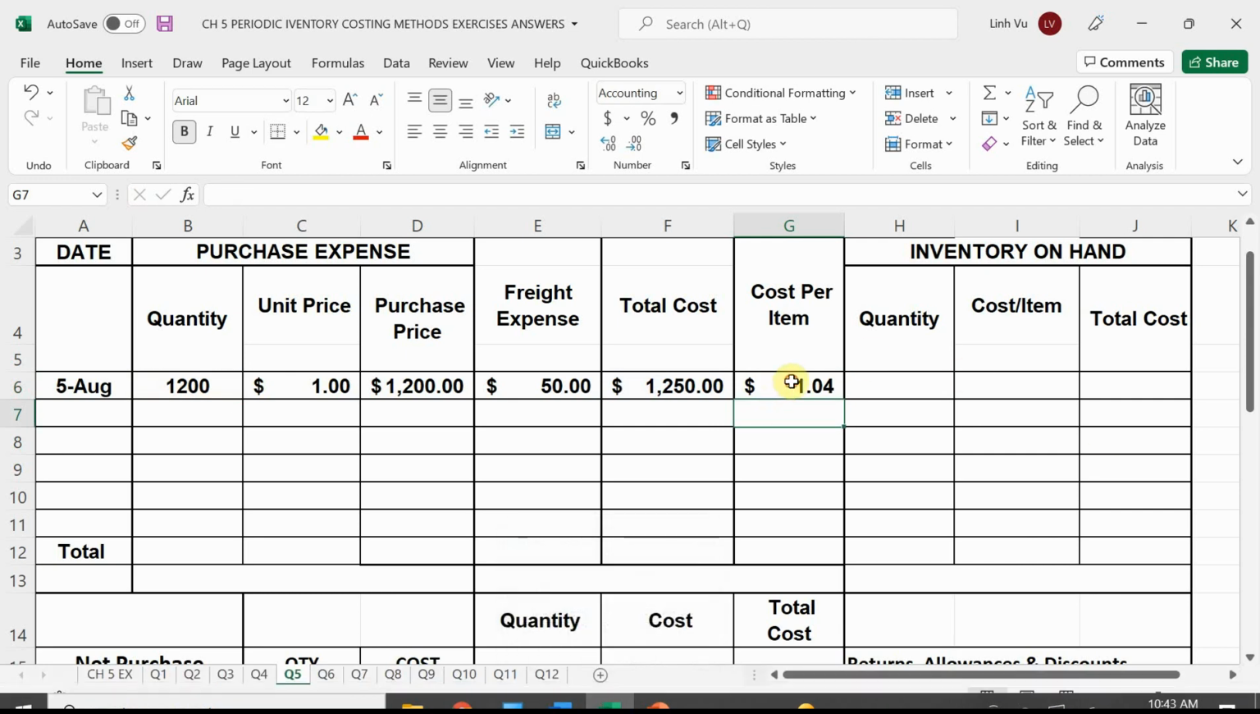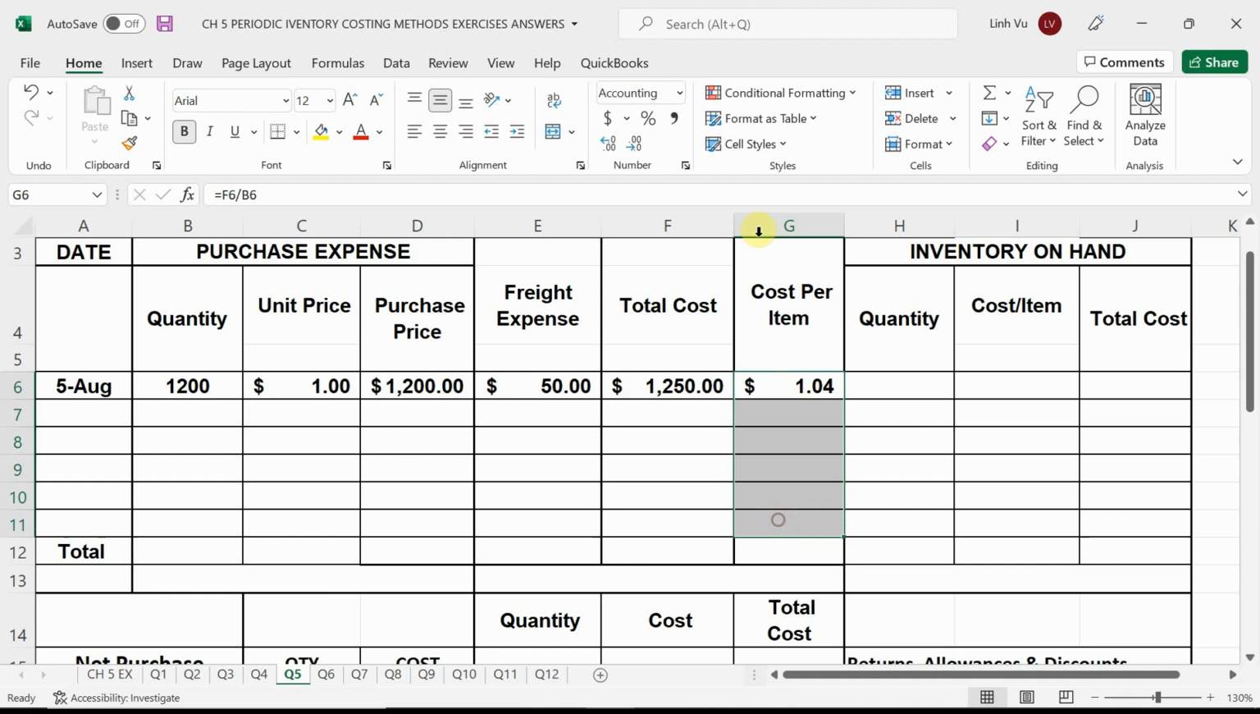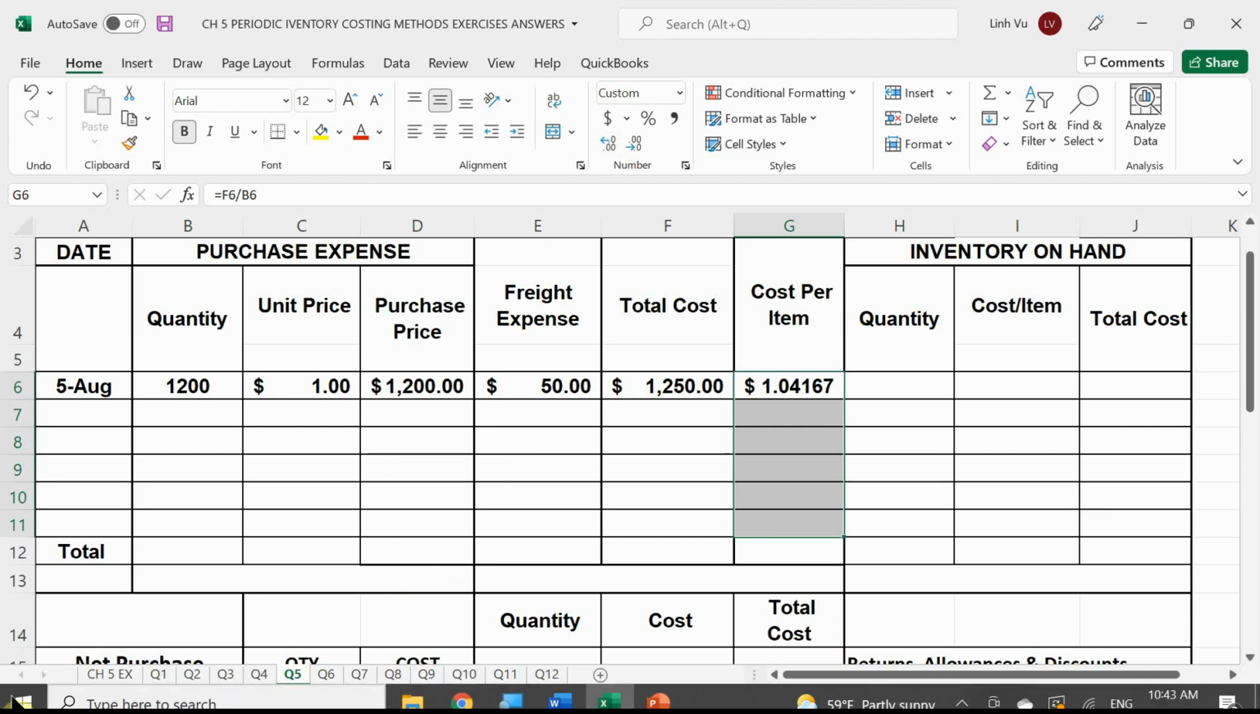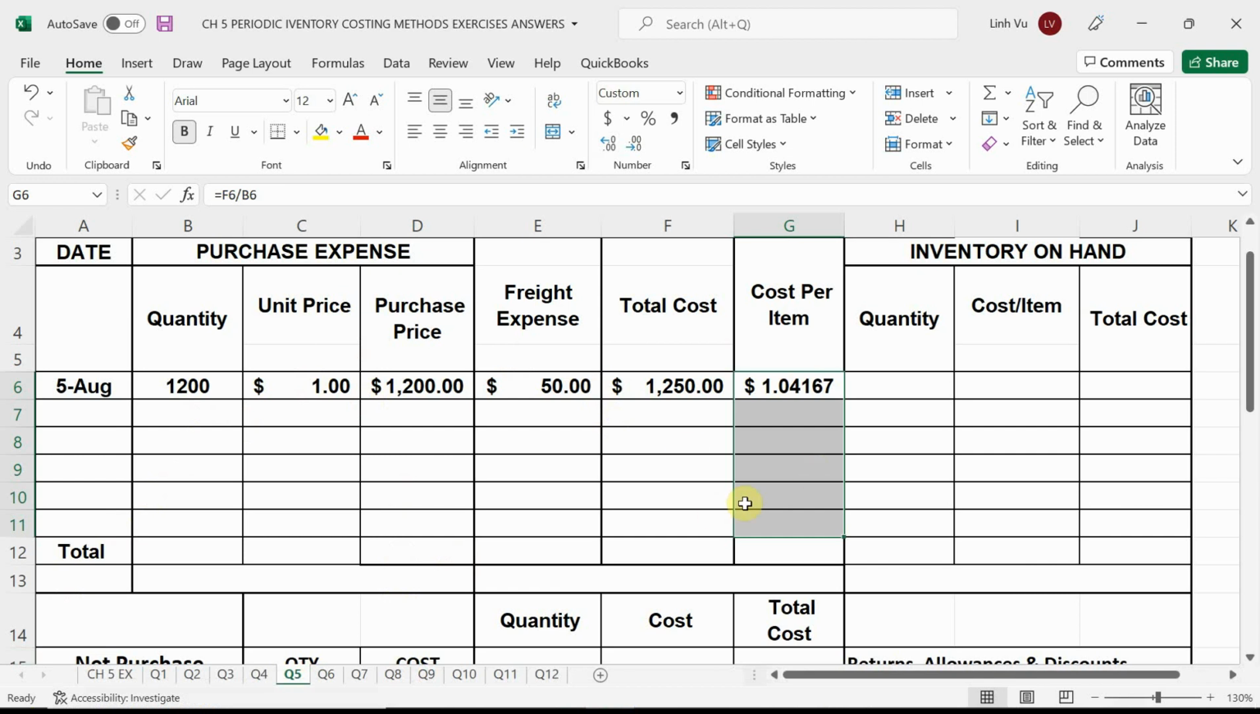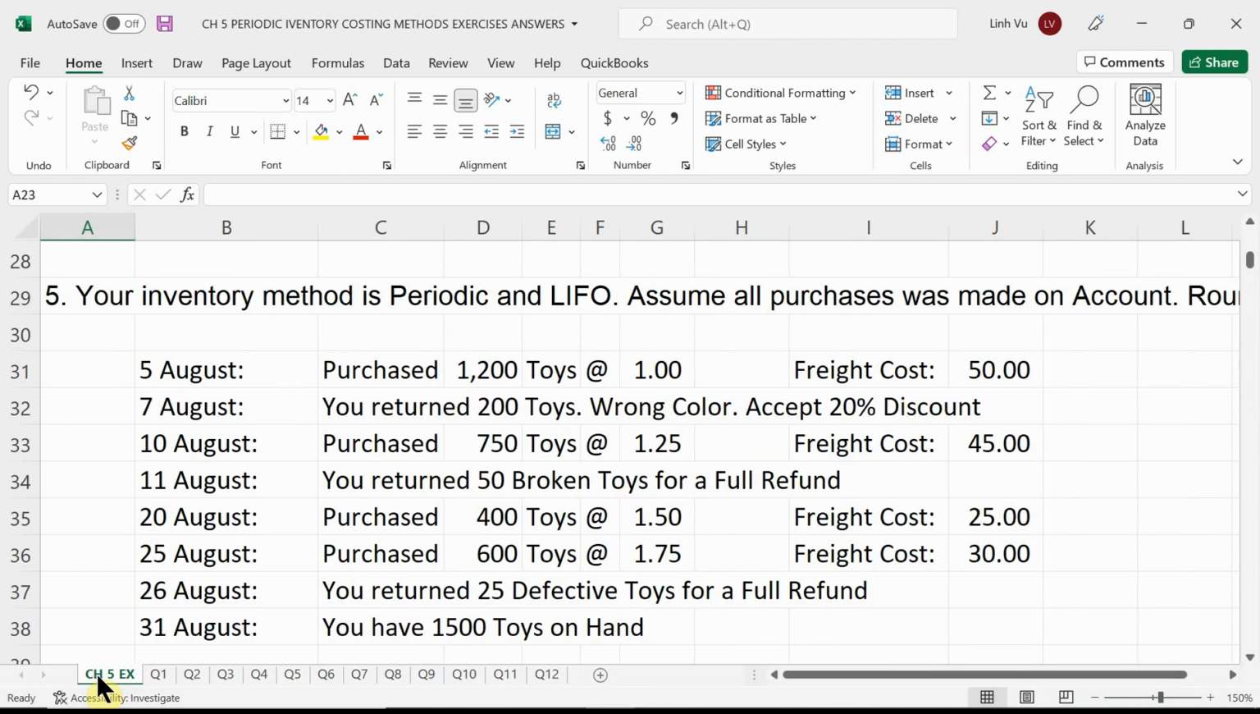$1.04. So just in case we have numbers that don't give us easy numbers, in this case it's actually 1.04167. So, okay, just so we know which numbers are rounded and which ones are not. All right, so let's see what's next.